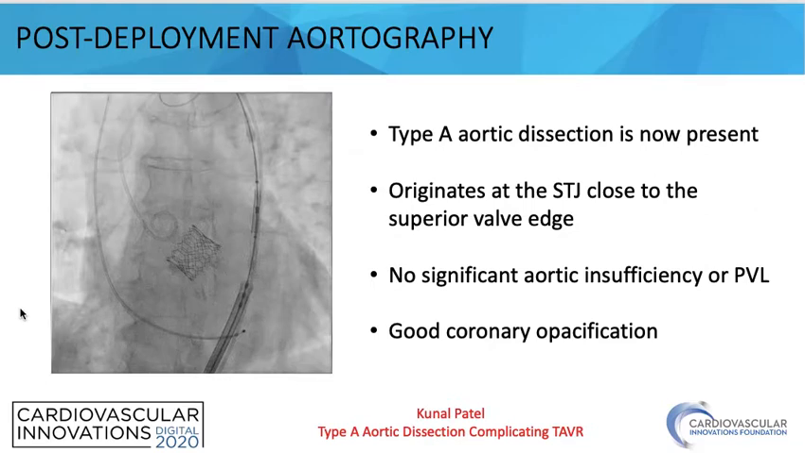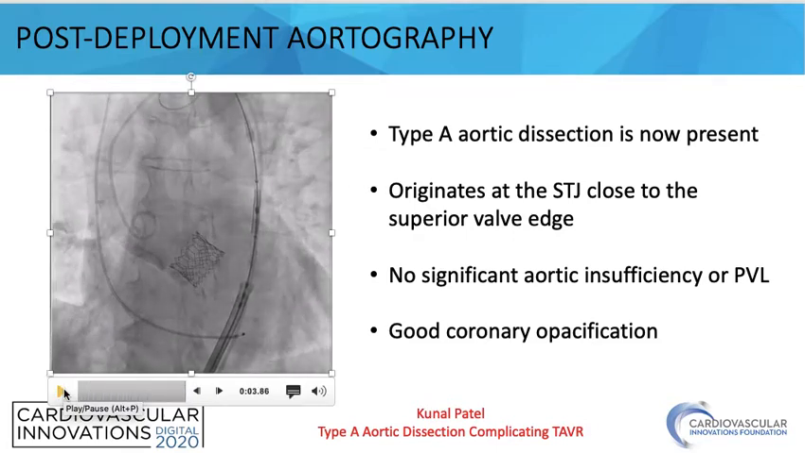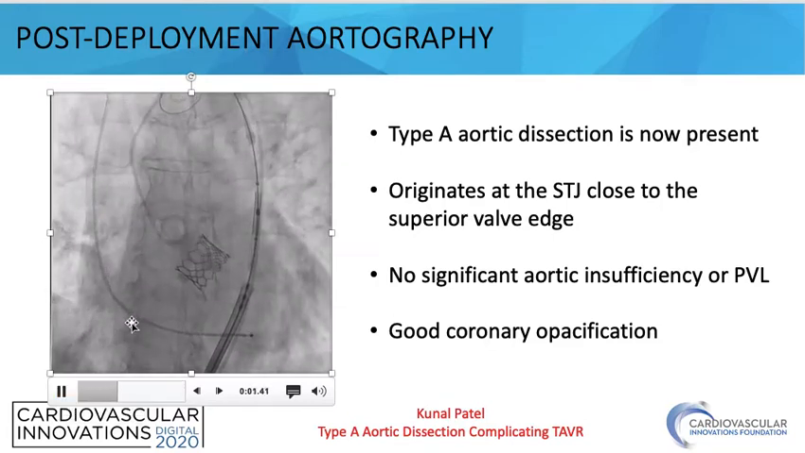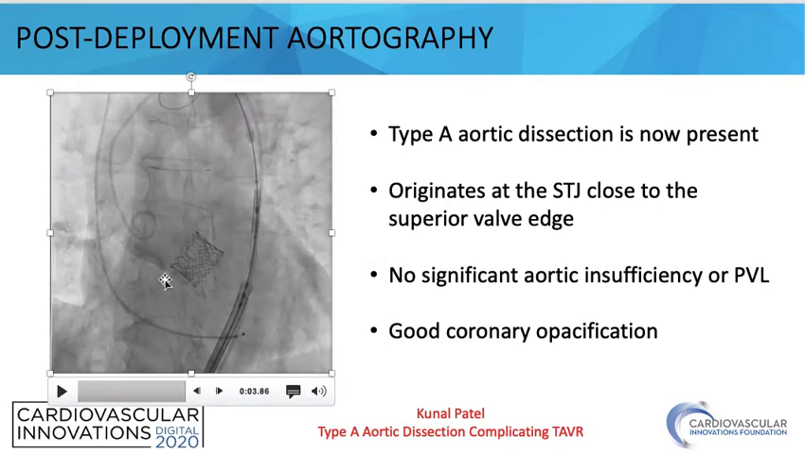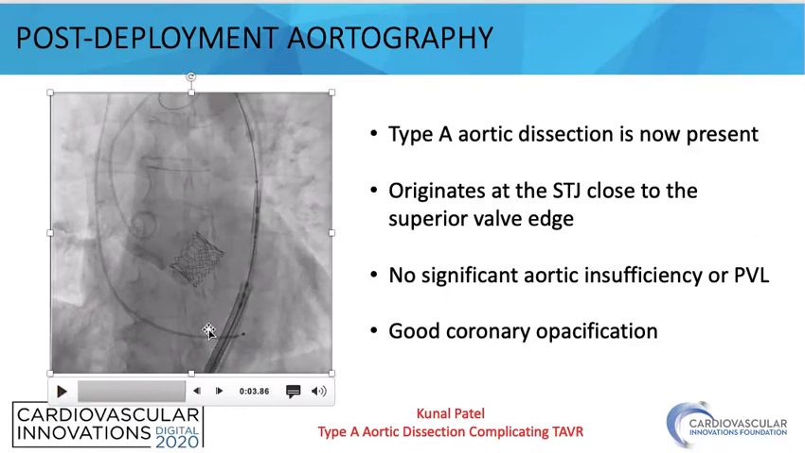We performed an aortogram post-deployment to assess for any paravalvular leak, and as we demonstrated in this cine, a type A aortic dissection was now present. The dissection appears to be originating at the superior portion of the transcatheter heart valve at the STJ, and was not associated with any significant paravalvular leak, and it was not associated with any coronary involvement.